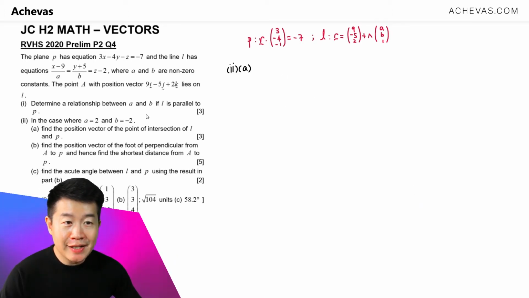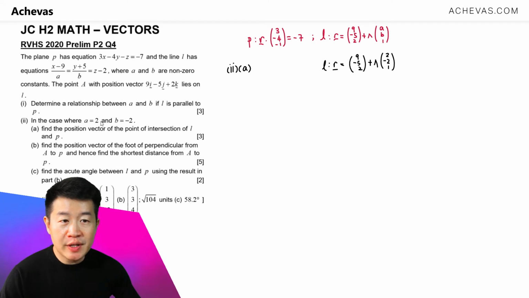We are now given that a is equal to 2 and b is equal to -2, which means that the equation of the line L will now be (9, -5, 2) + lambda (2, -2, 1). And if I were to substitute the values of a and b into the relationship that we have found in part 1, we know it is not going to satisfy that relationship. That means that the line L is not going to be parallel to the plane P.